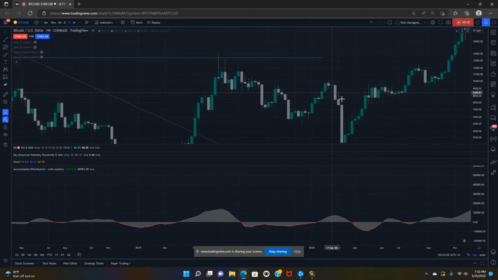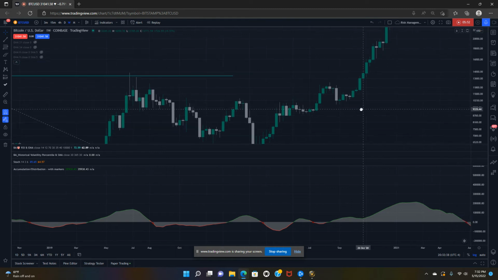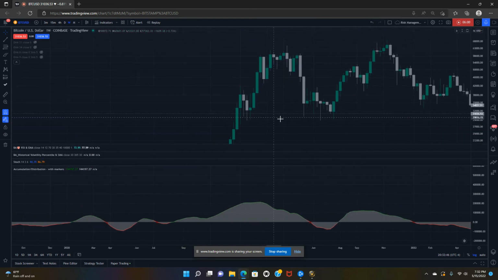This may not be that effective. I tend to ignore this area in the market just because it represents a black swan event, so it's going to be a lot of noise in the signal. And then we get our parabolic rise up into these levels.